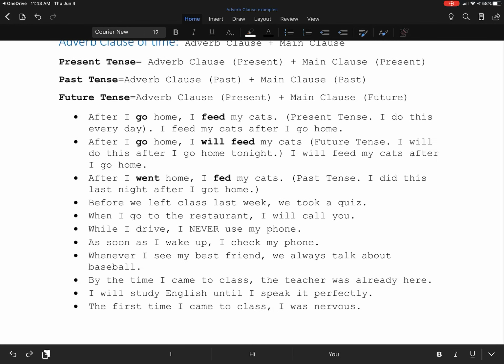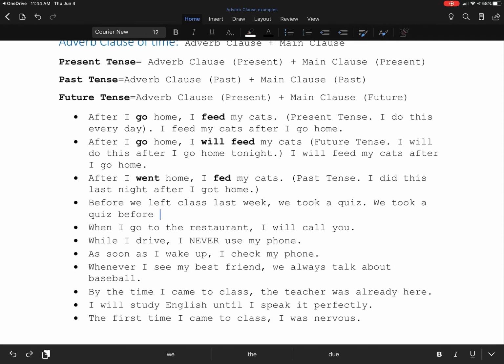I have some other examples for us here. Before we left class last week, we took a quiz. This is past tense. And again, we can also say, we took a quiz before we left class. Both are okay, but when we start with before, you'll need a comma, but if it's in the middle, we don't.